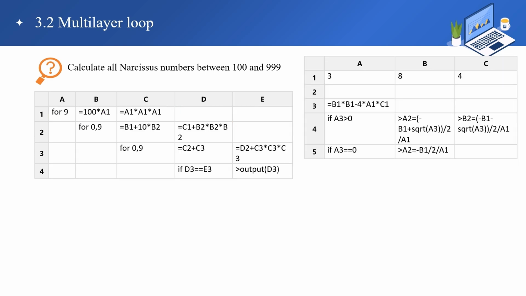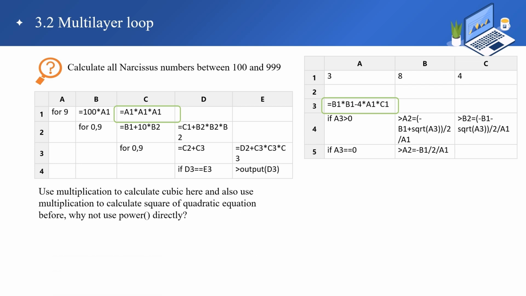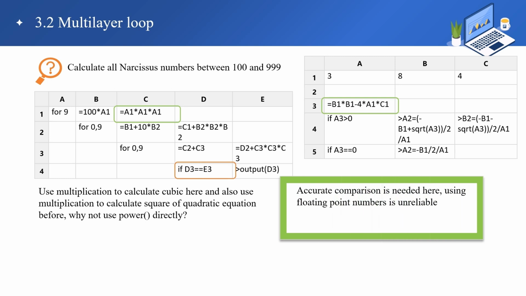By the way, we use multiplication when we calculate cubic here, and we also used multiplication to calculate square when we talked about quadratic equation before. Why not use power function directly? Actually, power function can be used when calculating square before, but it can't be used here. Because power function is calculated by exponent and logarithm, it will return a floating point number. But it needs to be compared accurately here, and it is not reliable to use floating point numbers. So we'd rather multiply it 3 times.